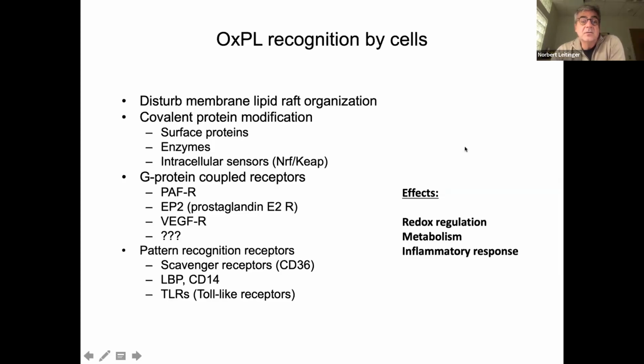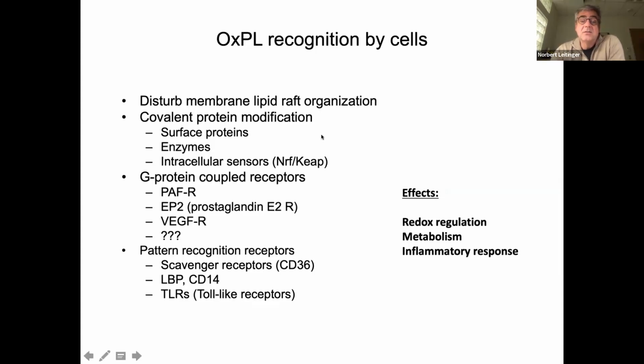So how do cells recognize these lipids? There's a variety of things. We don't have one specific receptor that we can knock out and eliminate all the actions of these lipids. So it's very heterogeneous, what cells do when they experience these lipids.